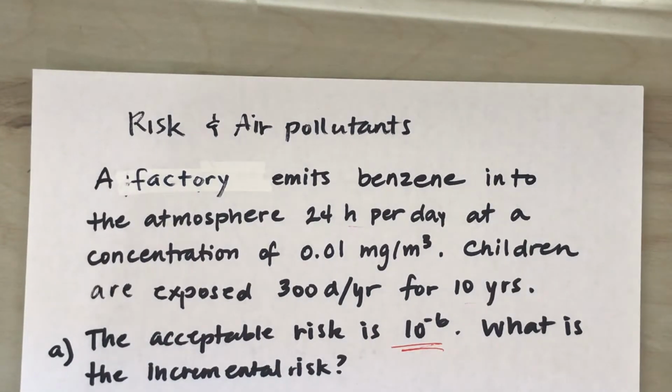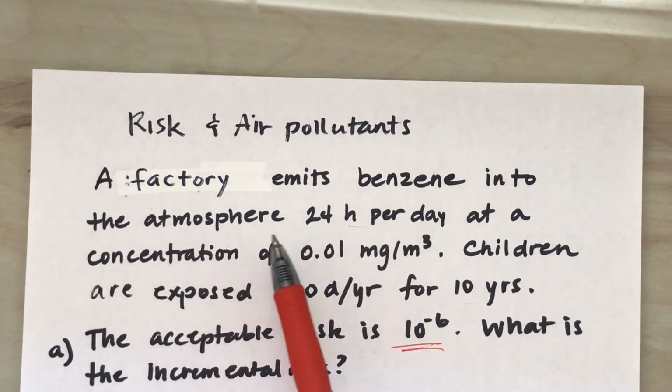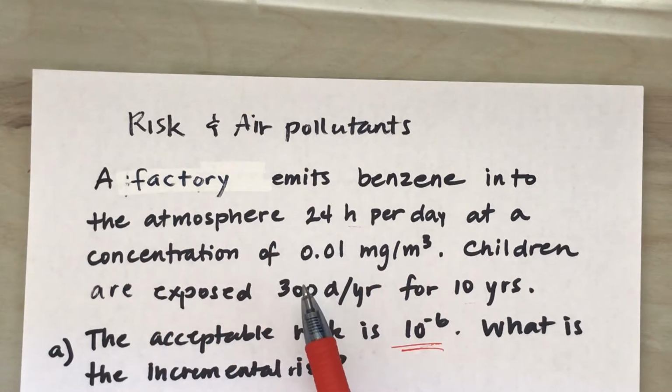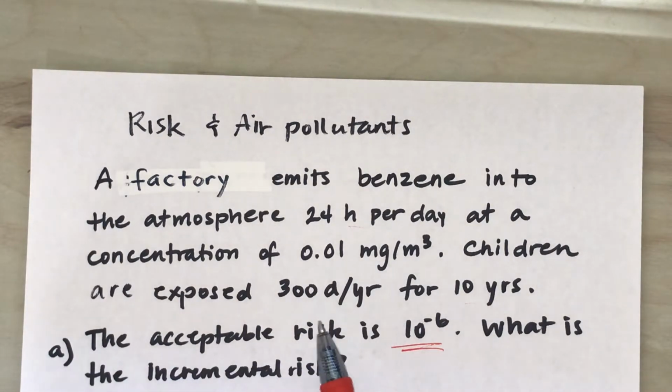Okay, here we have a problem that looks at the risk from air pollutants. This is a factory that emits benzene into the atmosphere 24 hours a day at a concentration of 0.01 milligram per cubic meter of air. And children are exposed in this case for 300 days a year for 10 years. All right, the acceptable risk we know to be 1 in a million, or 10 to the negative sixth.